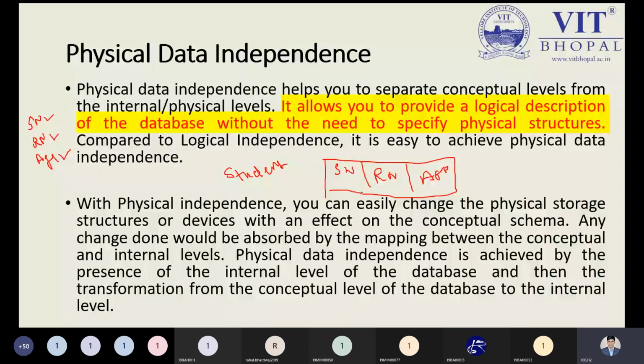Excuse me, sir. Sir, I have a doubt between the logical level and physical level. Yes, tell me what doubt you have. Sir, I mean to say that the software we use to create the database, is it at the logical level or the physical level? Since creating a table, updating the table, and modifying the table is done at the physical level.